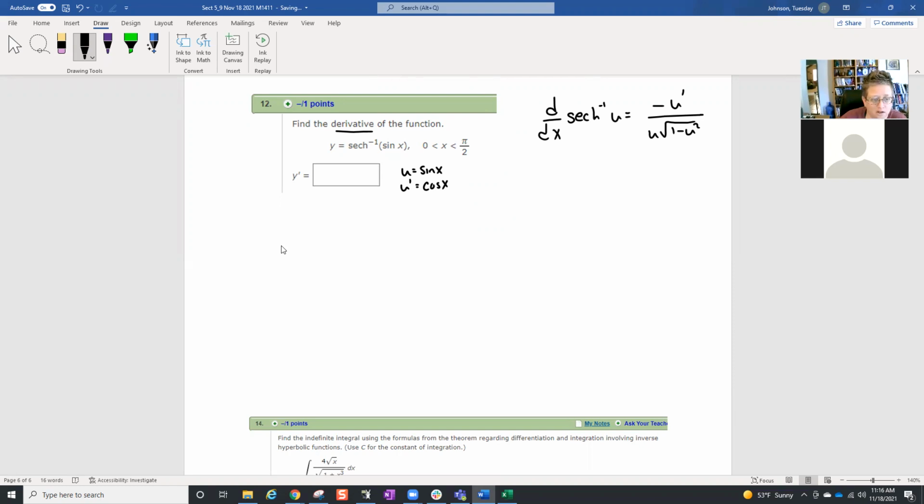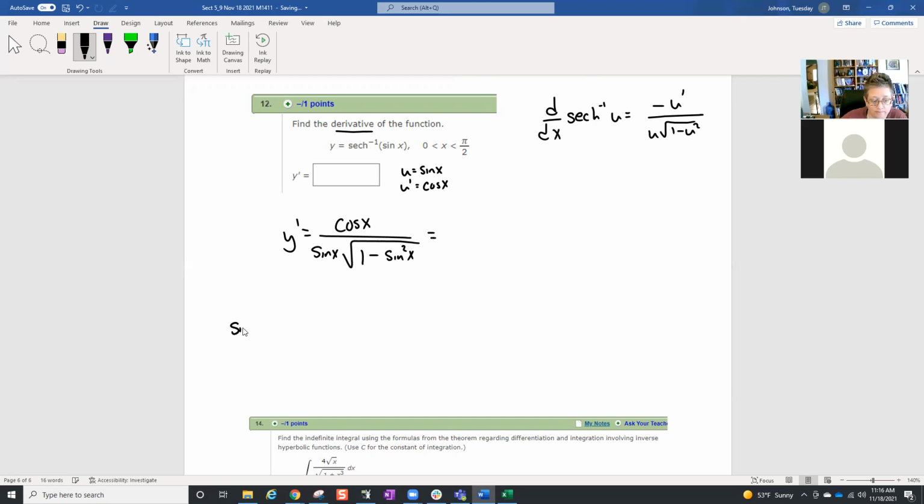That hurts. Okay, so the derivative of hyperbolic secant inverse is the derivative of the inside, divided by the inside times the square root of 1 minus the inside squared. But that's not going to be a good answer. We're not going to do that, because check this out.